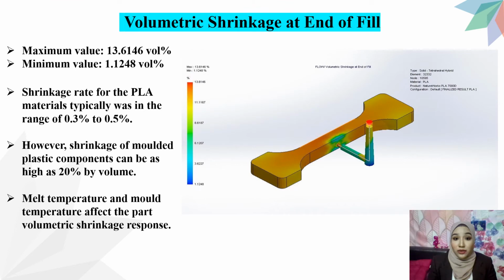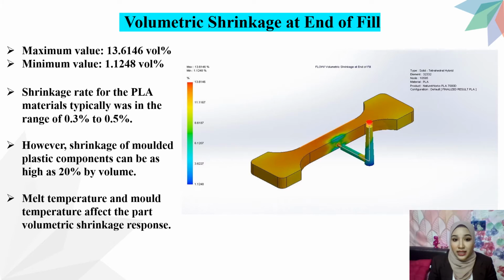The volumetric shrinkage at end of fill. Maximum volumetric shrinkage occurs at the yellowish to orangish color of the dog bone part with a value of 13.6146 volume percent, since it was the thickest part in the dog bone part model. Meanwhile, the minimum volumetric shrinkage occurs at the blue color region near the gate, screw, and runner area with a value of 1.1248 volume percent.